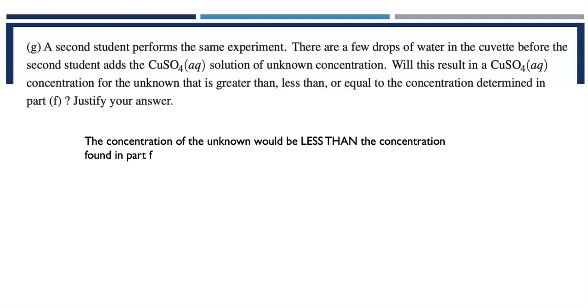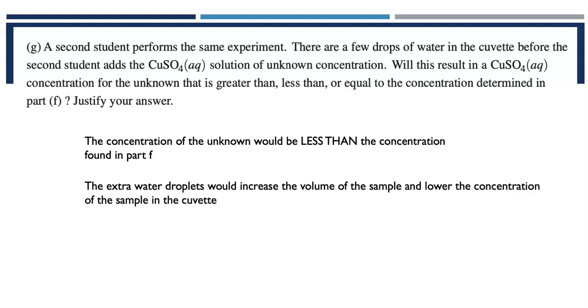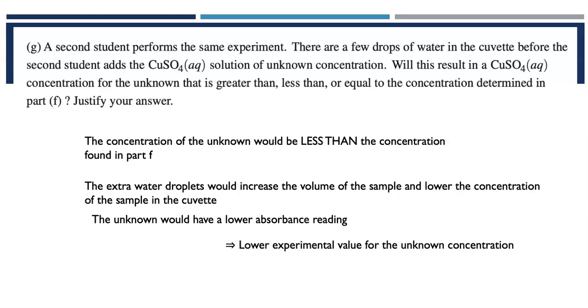Why do I think that? There are extra water droplets in the cuvette. That means the volume of the sample is actually going to be increased a little bit because of these leftover water droplets. And that means the concentration of the sample in the cuvette is actually going to be dropped compared to what it was in the original container that I made it in. And if it's got a lower concentration, it's going to have a lower absorbance. And if it's got a lower absorbance, I'm going to interpret the graph to give me a lower experimental value for the unknown concentration in part G than I had in part F.